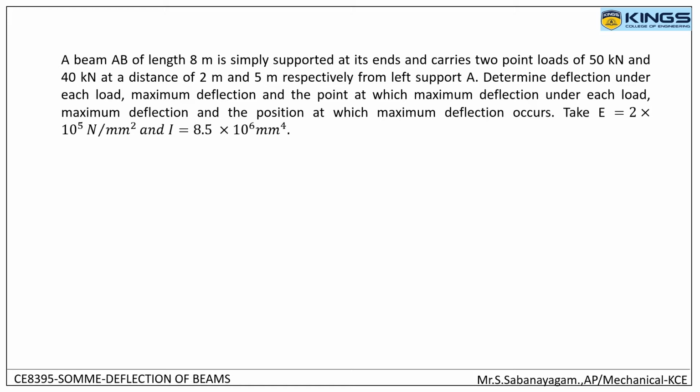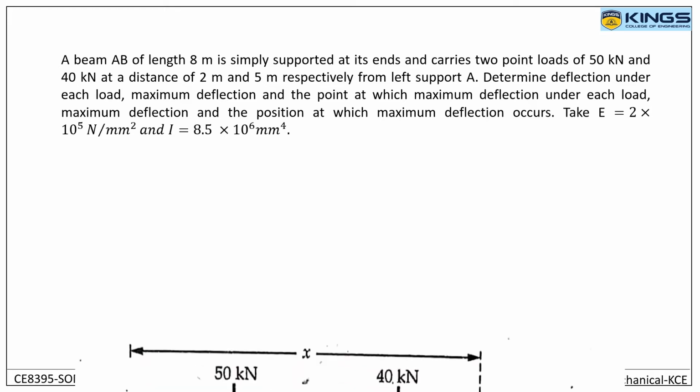So the given problem is a simply supported beam, right? Which means at its two ends there will be a support. It can be either roller support or fixed support, whatever, but the beam has support at both ends, right? That is a simply supported beam. Its length is 8 meter and the point loads are 50 kN and 40 kN at a distance of 2 meter and 5 meter respectively from the support A.